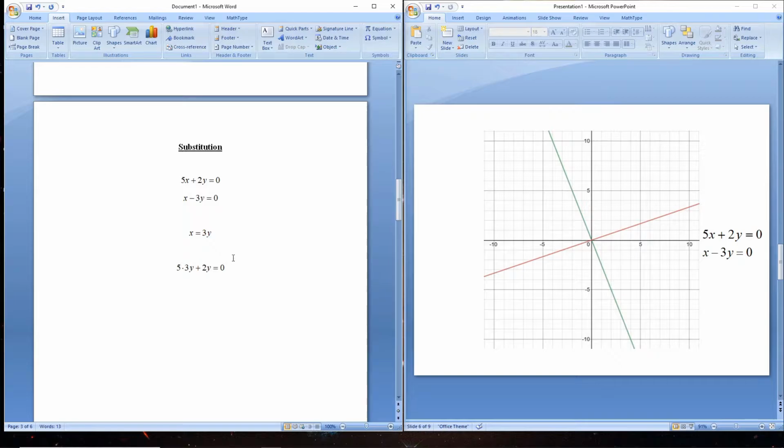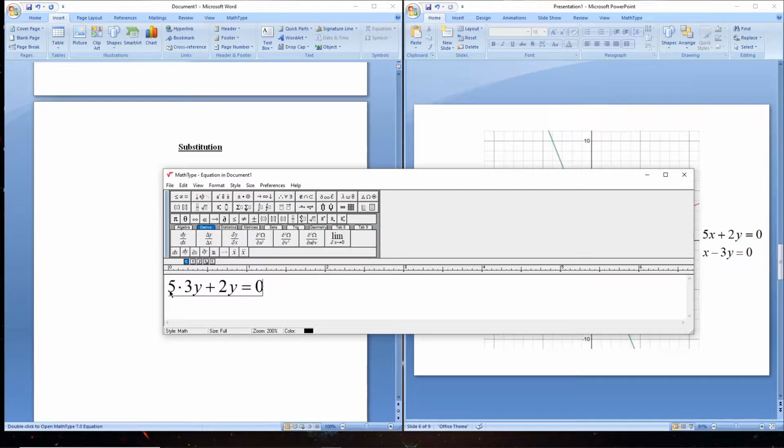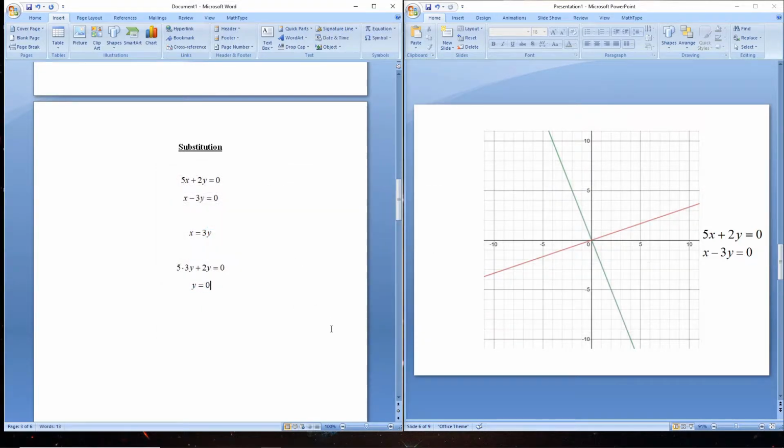And then here's our new equation we'd have to solve. And of course, 5 times 3 is 15. And then 15y plus 2y is 17y. And then to finally solve for y, divide both sides by 17. And then we get our answer that y equals 0.